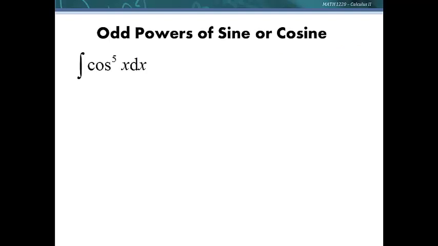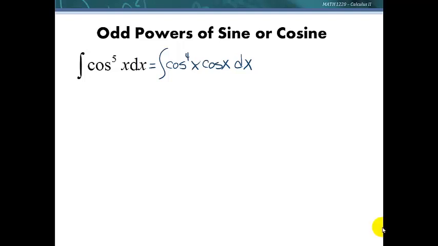So let's look at an example, and first we're going to consider if we had a sine x or a cosine x function raised to an odd power. Our strategy is going to be to split this up and have cosine to the fourth x and split off one of the cosines, so cosine x dx. It's going to become apparent in a minute why we would do that.